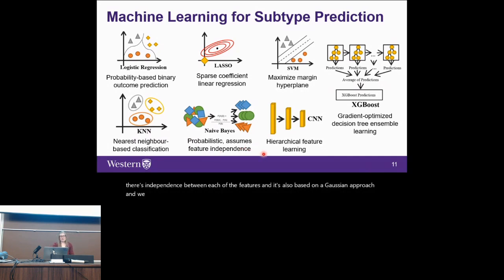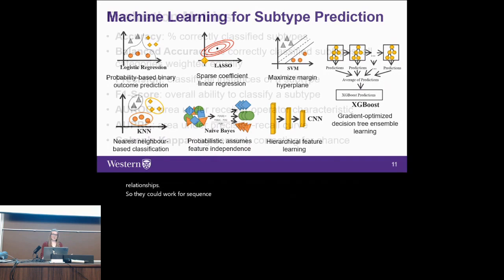And we also explore convolutional neural networks. We use one-dimensional convolutional networks for our sequence data. Convolutional neural networks are hierarchical models that are really good at learning features in data that has spatial relationships, so they could work well for sequence classification, or subtype classification.